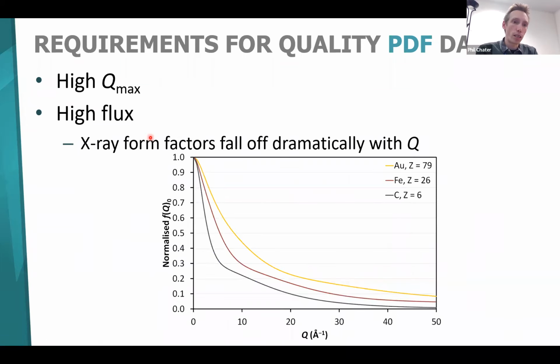We also want to collect with high flux, and that's because our X-ray form factors, so how strongly our X-rays scatter, fall off very quickly with Q. So here's just a random selection from the periodic table, gold, iron, and carbon. Their form factors as a function of Q, and you can see they drop off very quickly. So if we're trying to collect really good information at high Q, we struggle because we get very little information scattered at these high angles. So what that means is, in order to get good information, we need a really high flux.